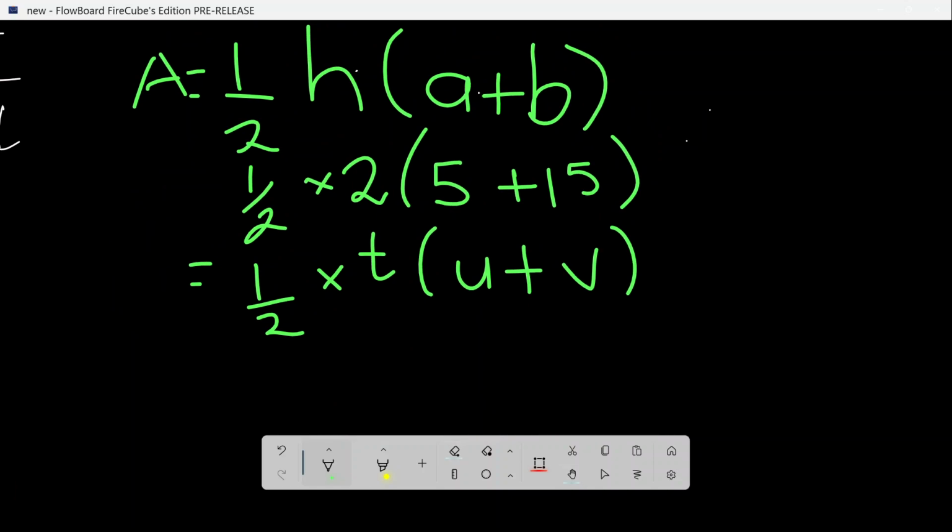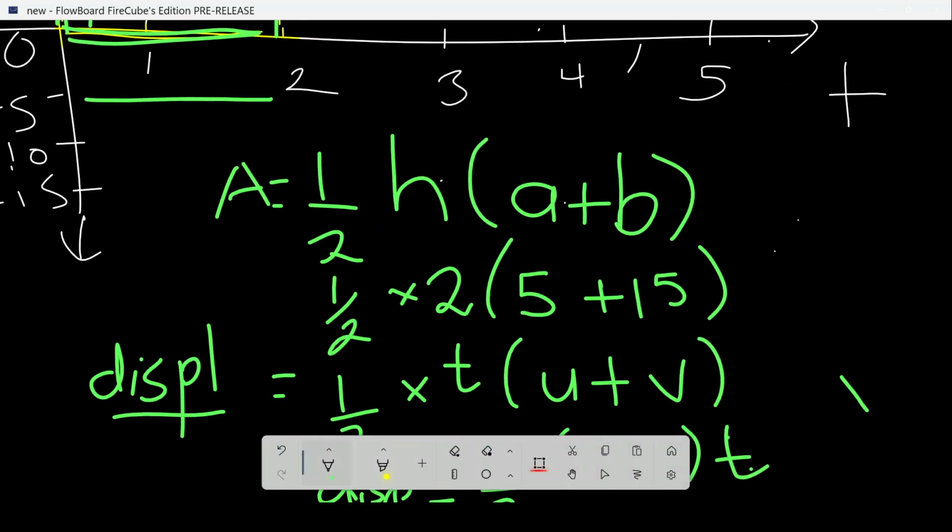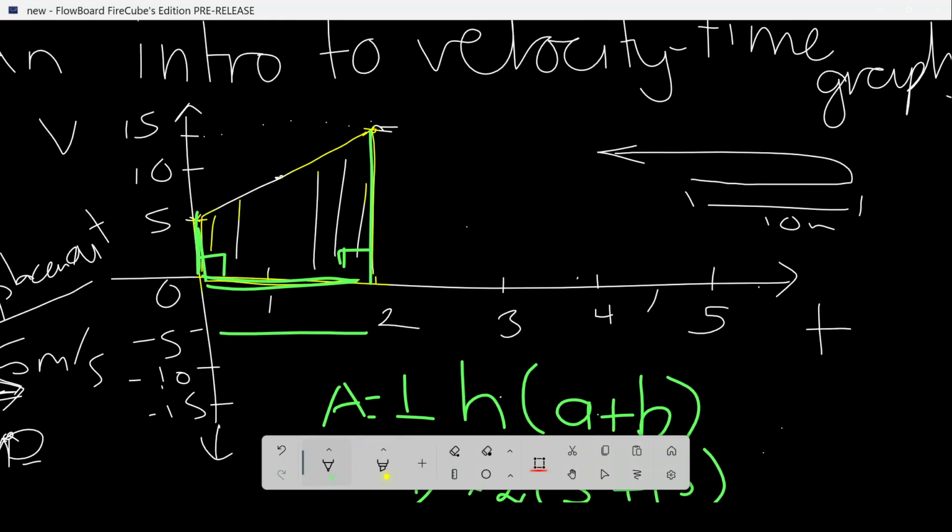So displacement, let's just write that down. Displacement is equal to a half times time, brackets u plus v, brackets initial velocity plus final velocity. Generally, we'll write it down as a half u plus v, brackets time, and this gives us the displacement, which for now I'm representing with DISP.